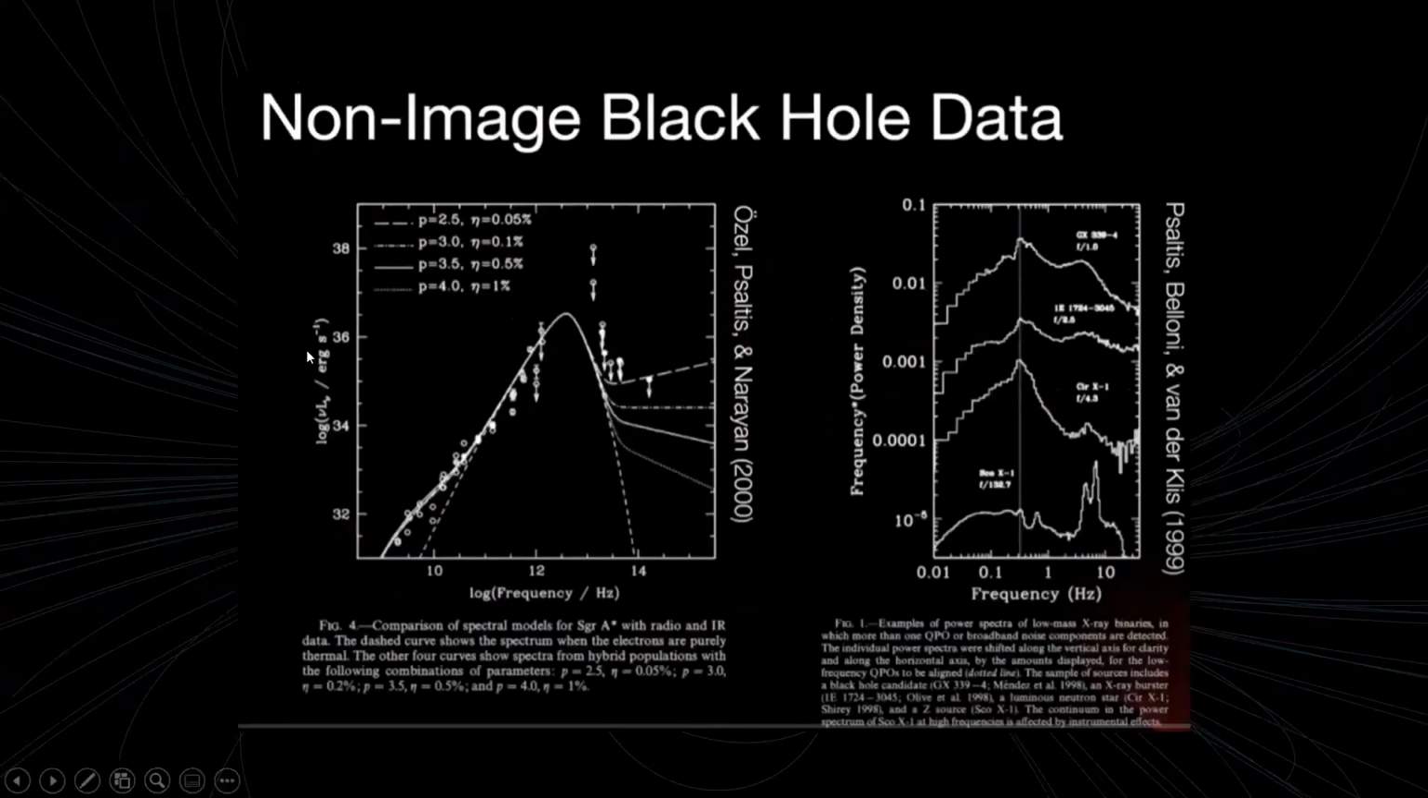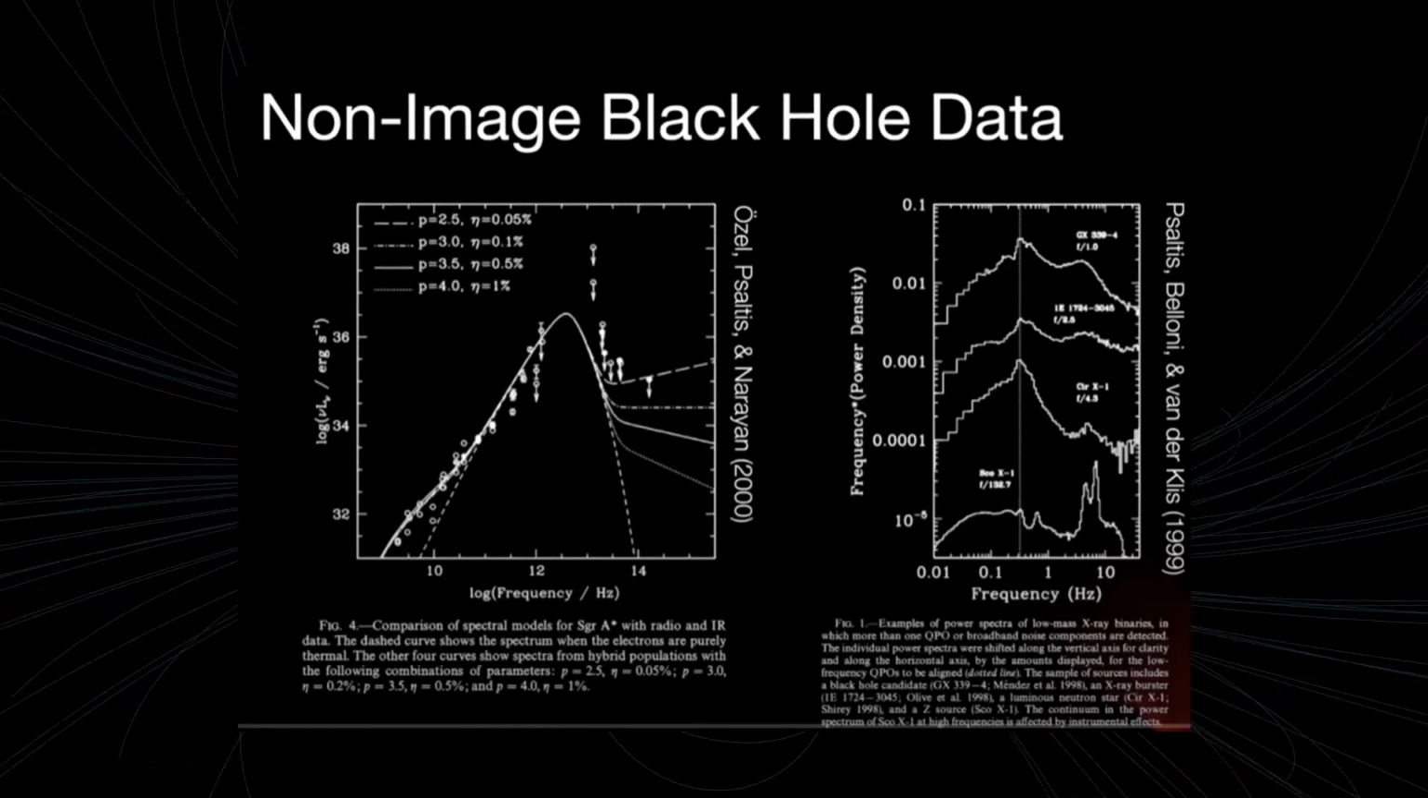On the left image right here, this is a model of Sagittarius A*, the supermassive black hole at the center of our Milky Way galaxy. The circles and arrows you can see are observed data points of radio and infrared flux. This was actually taken around 1998. The image on the right shows the higher end of the X-ray, and this graph is called an X-ray timing.